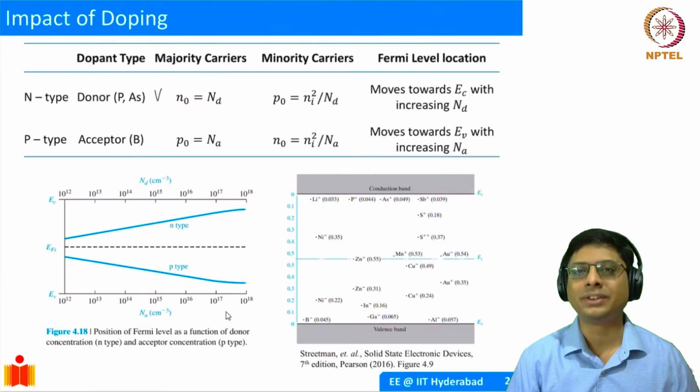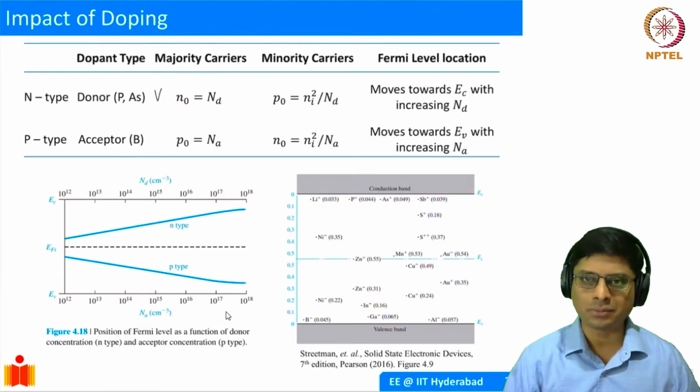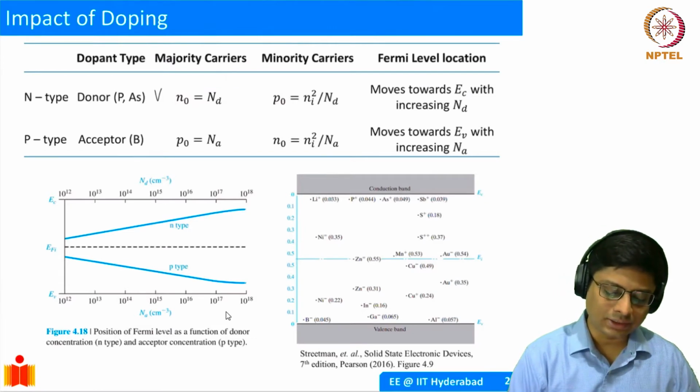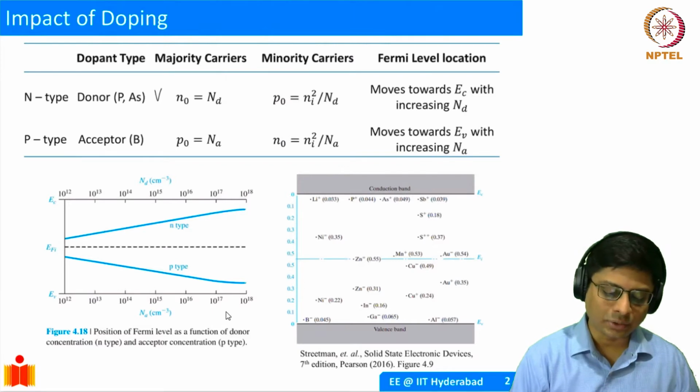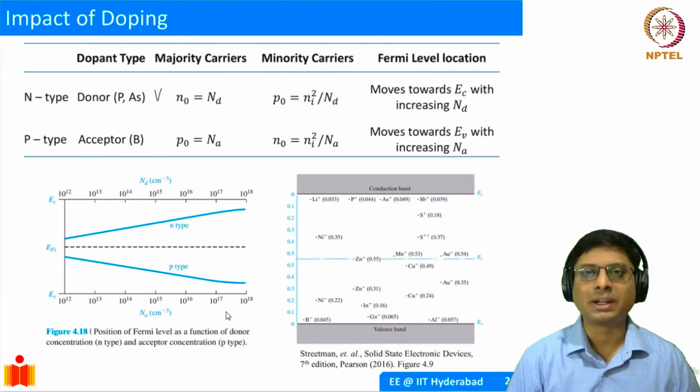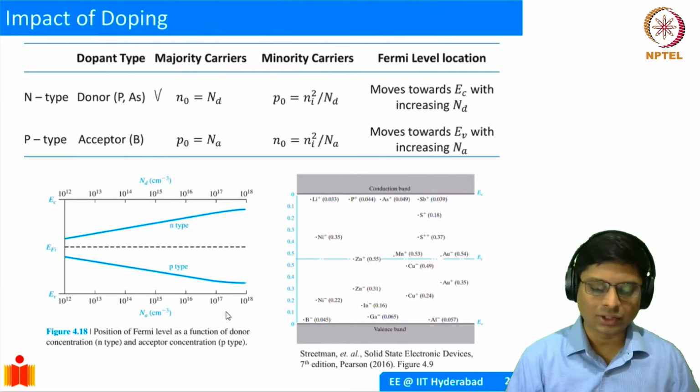essentially given by the doping density. If you have more dopant atoms, you have more electrons. And we also saw that there is a relation, which is np product equal to ni squared, n0 p0 equal to ni squared. And from that you could calculate the number of minority carriers, which are holes, and that will turn out to be some number which is given by the expression here.